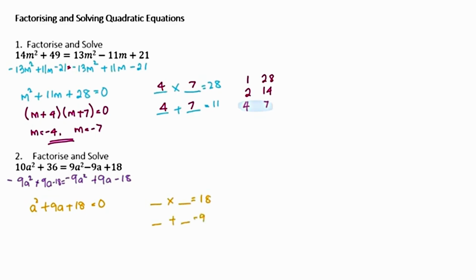So looking at the factors of 18, we've got 1 and 18, 2 and 9, and 3 and 6. And the two factors that also add to give us 9 are 3 and 6. So we can now factorize this by writing a plus 6 in the first bracket and a plus 3 in the second bracket. And to solve it, we put it all equal to 0. So for the first solution, we will have a is equal to minus 6, and our second solution will be a is equal to minus 3.